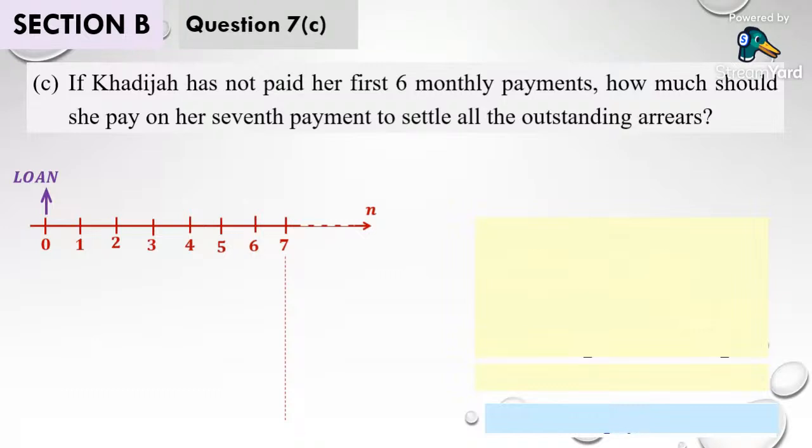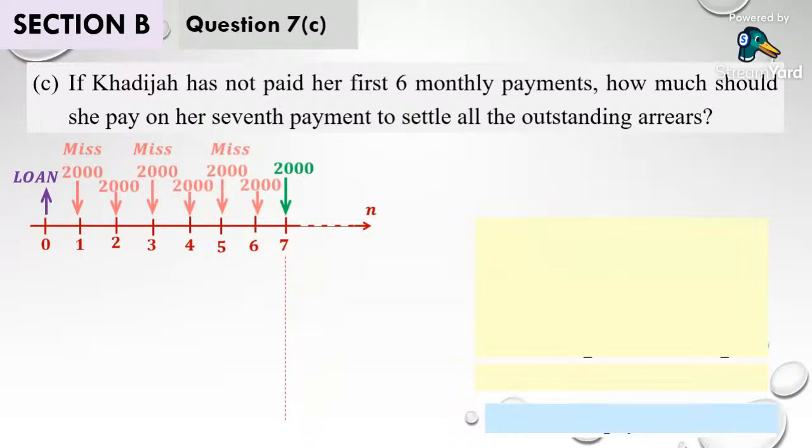Let's see. If Khalija has not paid for her first 6 payments, how much should she pay on her 7th payment to settle all the outstanding arrears? What happened in this situation is that the first 6 payments were missed out. By right, 2,000 should have been paid in each of the last 6 months, but she missed all of these. Now it's due for the current 2,000 in the 7th month. Now she wants to clear off all this outstanding debt. How much should she pay?